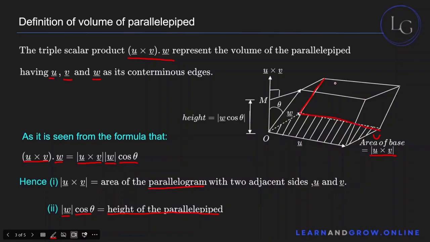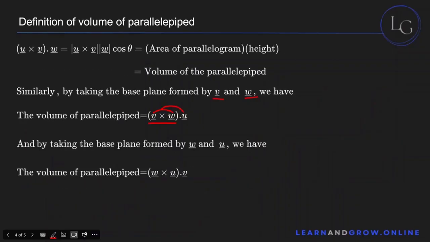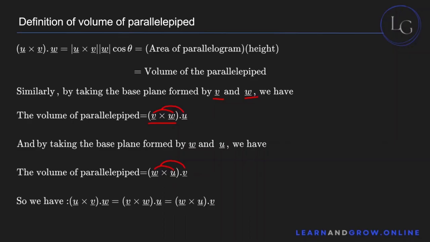In which case, you'll take this as the base, and when this is the base, this v will act as the height, right? So in that case, you take the cross product of the vectors that form the base, w and u, and then you take the dot product of the resultant with v. So these are the three ways in which you can find the volume of the parallelepiped formed by u, v, and w.